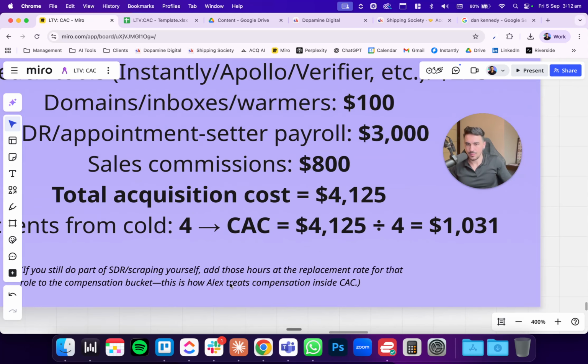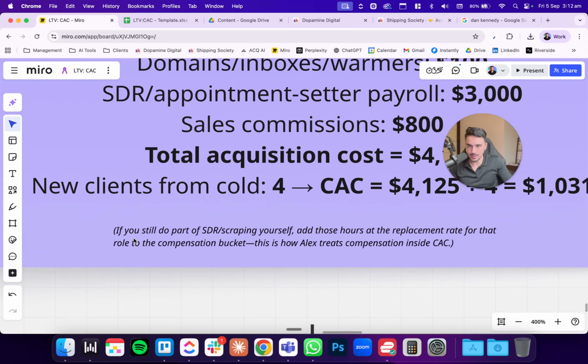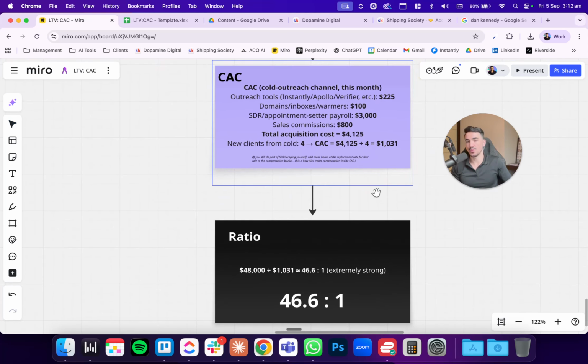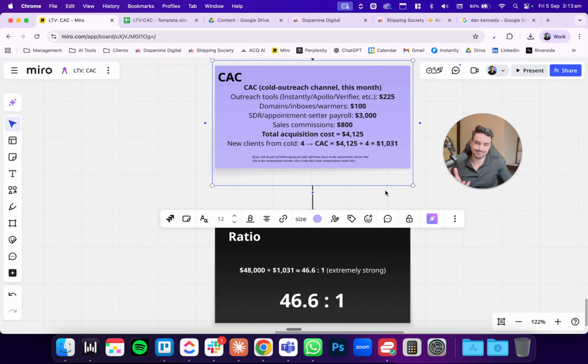Now, I put here in little print, if you still do part of the SDR scraping yourself, add those hours at the replacement rate for that role to the compensation bucket. This is how Alex calculates it, but really, like you've seen before, if I go through this properly and you're actually charging it out, your buyback rate, the CAC was going to be like negative 5,000 because your time is so much more valuable than somebody scraping leads, for example.